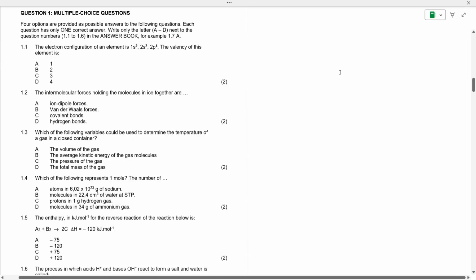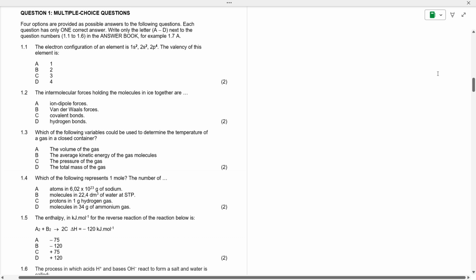Okay, so question 1 says 4 options are provided as possible answers to the following questions. Each question has only one correct answer. Write only the letter A to D next to the question number 1.1 to 1.6. So in this case, we just said only 6 questions, 2 marks each. For example, 1.7a. Okay, fine.